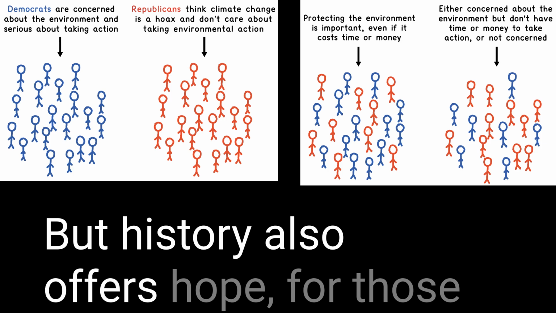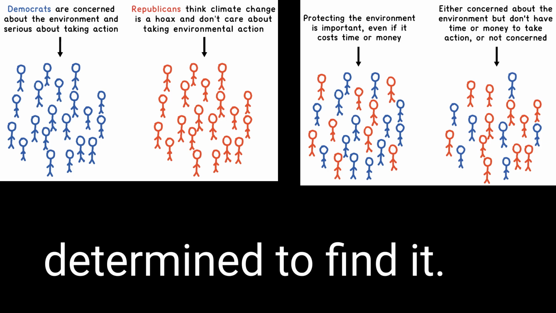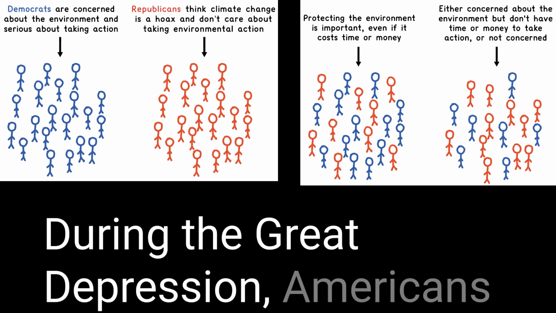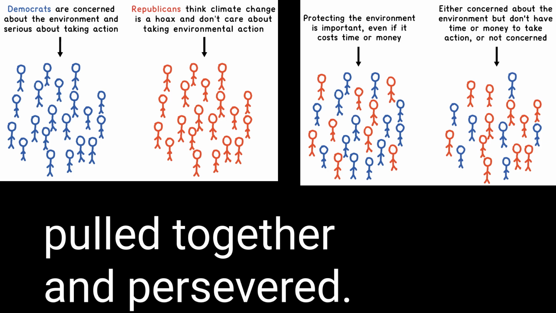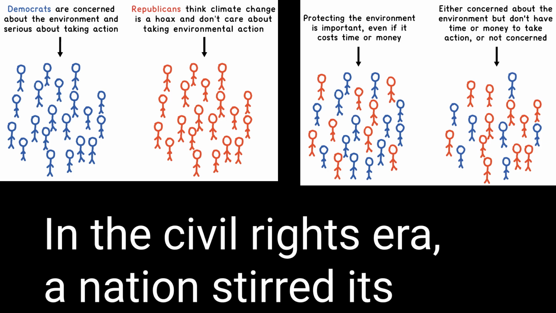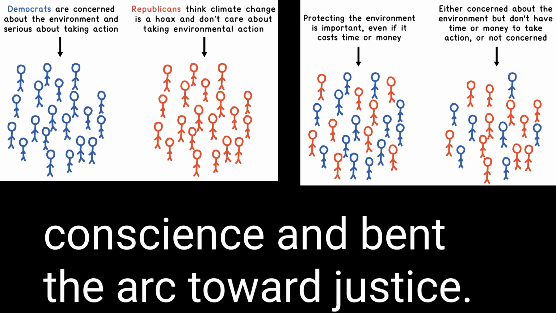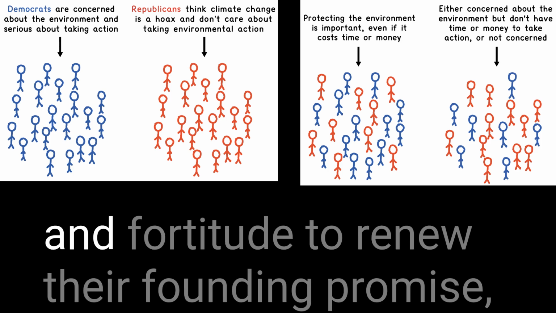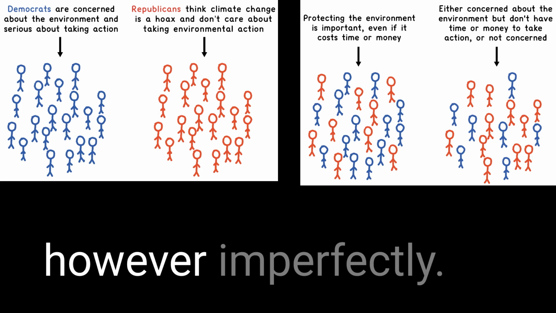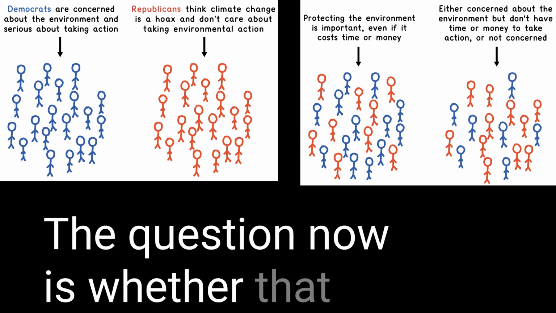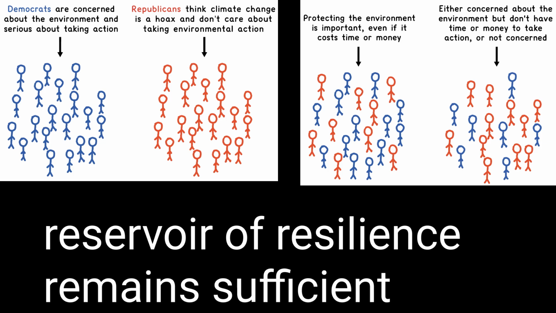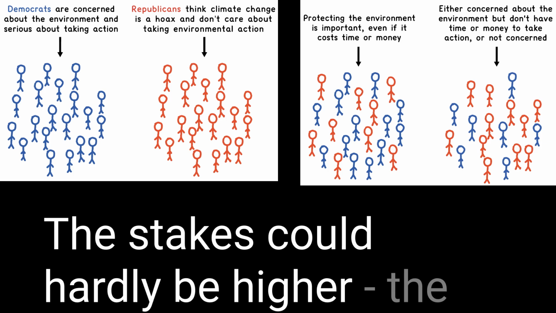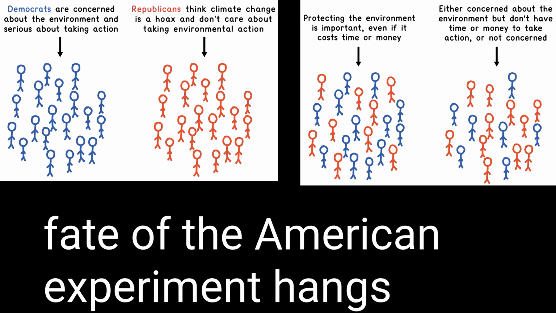But history also offers hope for those determined to find it. In our own Civil War, the Union ultimately held. During the Great Depression, Americans pulled together and persevered. In the Civil Rights era, a nation stirred its conscience and bent the arc toward justice. Time and again, when the chips were down, Americans found within themselves the wisdom and fortitude to renew their founding promise, however imperfectly. The question now is whether that reservoir of resilience remains sufficient for the challenges at hand, or whether this time is different. The stakes could hardly be higher. The fate of the American experiment hangs in the balance.